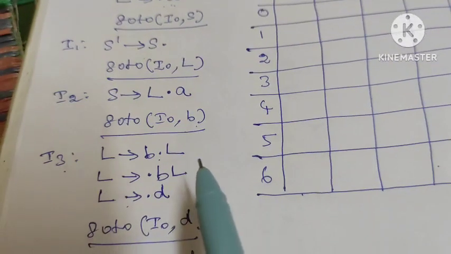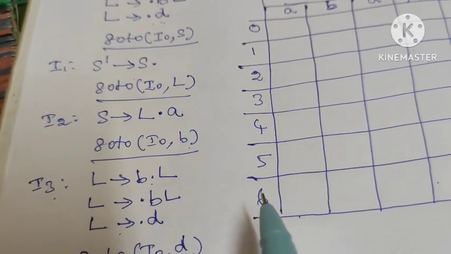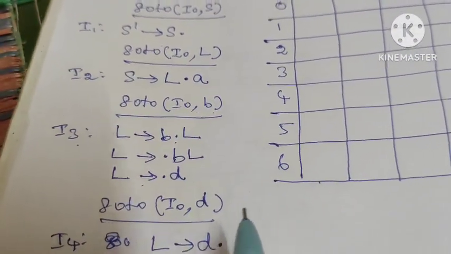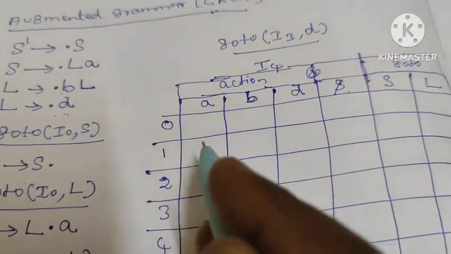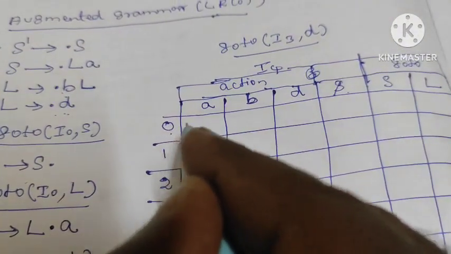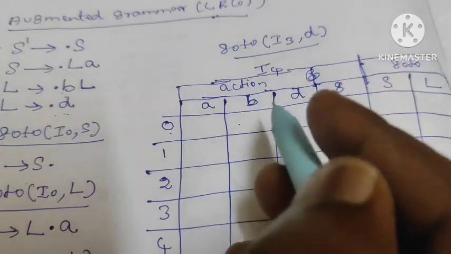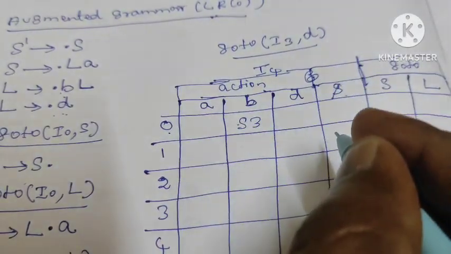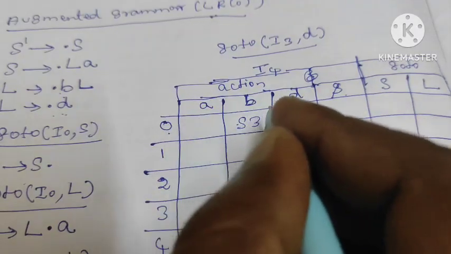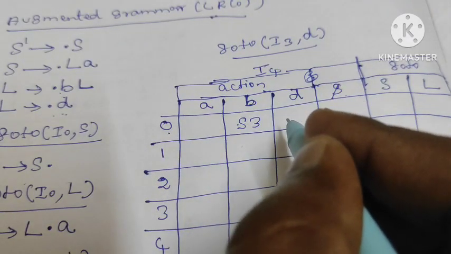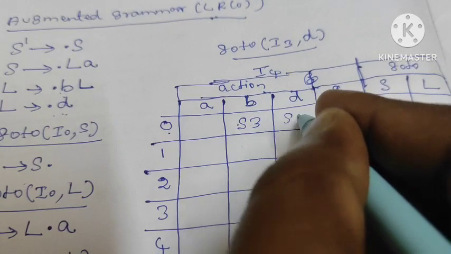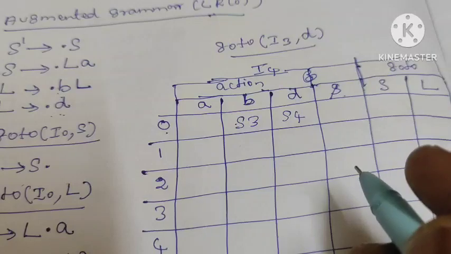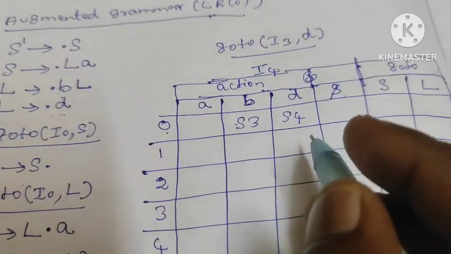Okay. So now what we have to do here is: 0 comma B generates I3 and D generates I4. So in items at 0, 0 comma B generates I3. Since this is a terminal, I write it as S3, I3. And 0 comma D, go to of 0 comma D actually generates I4. So I simply write it as S4. S3 and S4 are called shift 3 and shift 4. So all the terminals have to be mentioned like this.